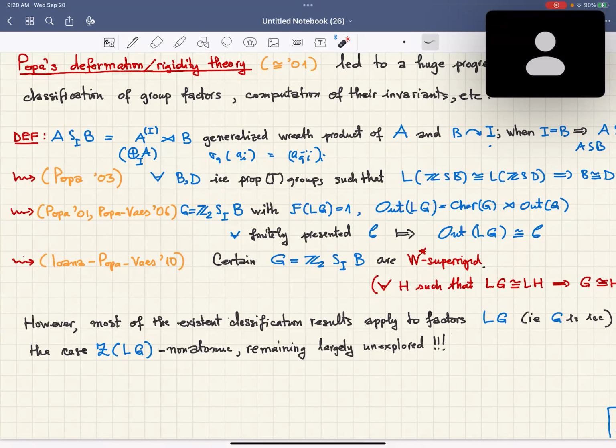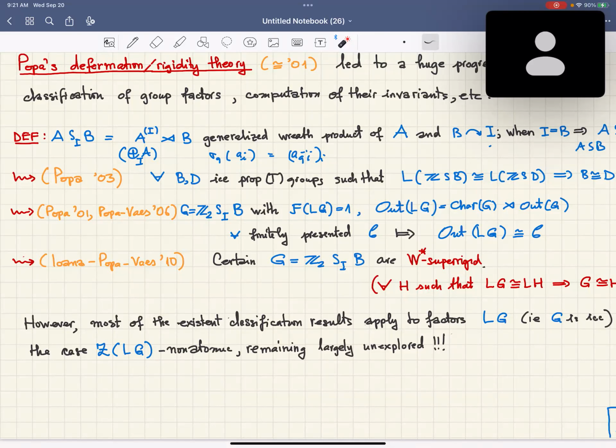Moreover, in a work by Ioana, Popa and Vaes, they show that any finitely presented group can occur, using this type of formula plus some geometrical theory development. That in fact any finitely presented group can be realized as the symmetries, right, of the outer automorphism group of a type II1 factor.